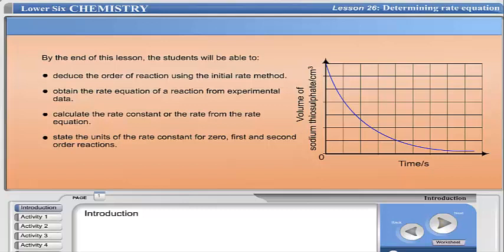By the end of this lesson, the students will be able to deduce the order of reaction using the initial rate method, obtain the rate equation of a reaction from experimental data, calculate the rate constant or the rate from the rate equation, and state the units of the rate constant for zero, first and second order reactions.